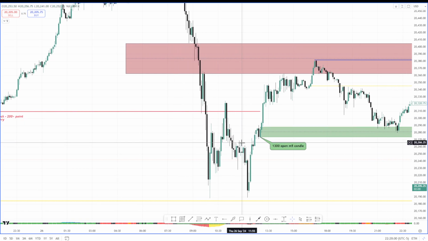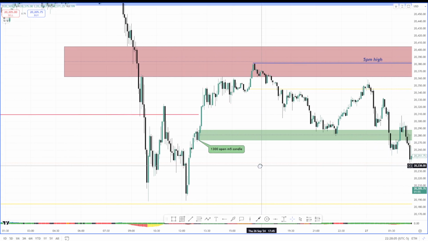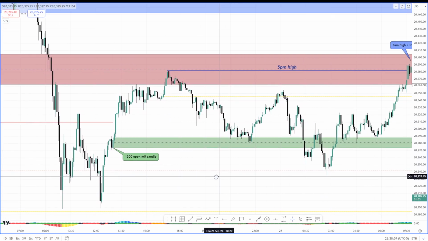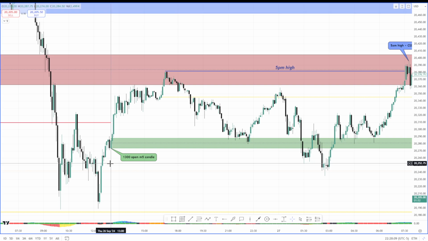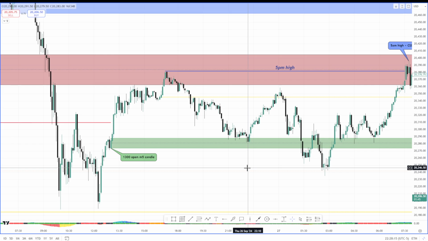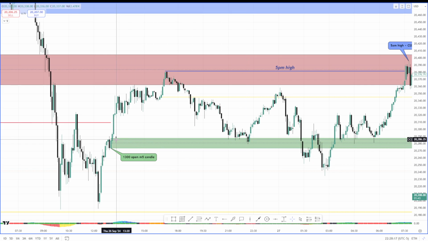Price does its thing, and we move over here. Now we have the 1300 or 1 p.m. candle, which I have highlighted. Price puts in some equal lows down here and puts a short-term high.